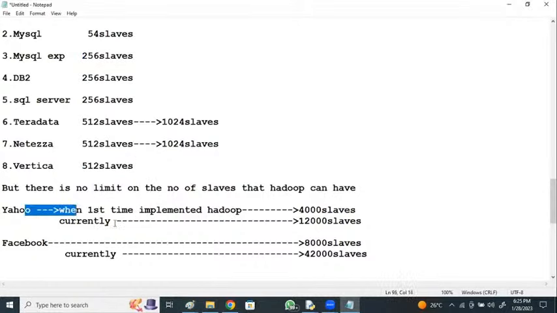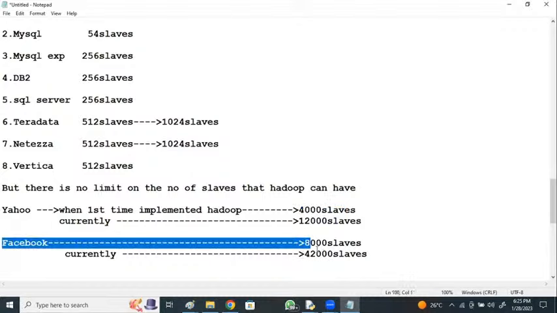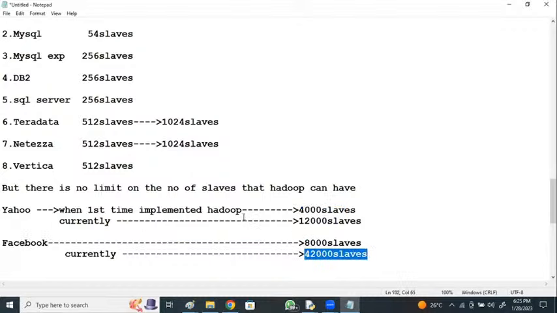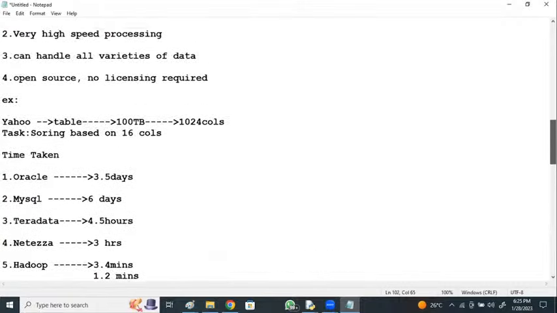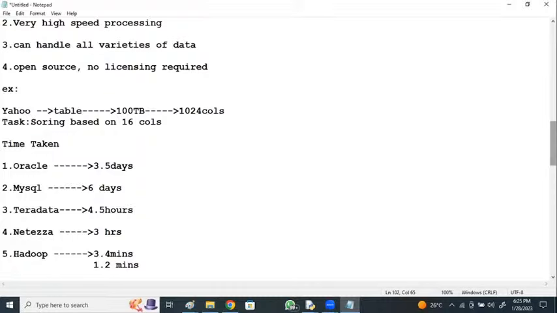And Yahoo, Facebook went with 42,000 systems for storing its data. Initially, it was using 8,000. Currently, it is using this. This means there is no limit on the number of slaves Hadoop can have, but there is a limit in other databases. So from a storage point of view it is proven, and from a processing point of view it is proven in the market, right?